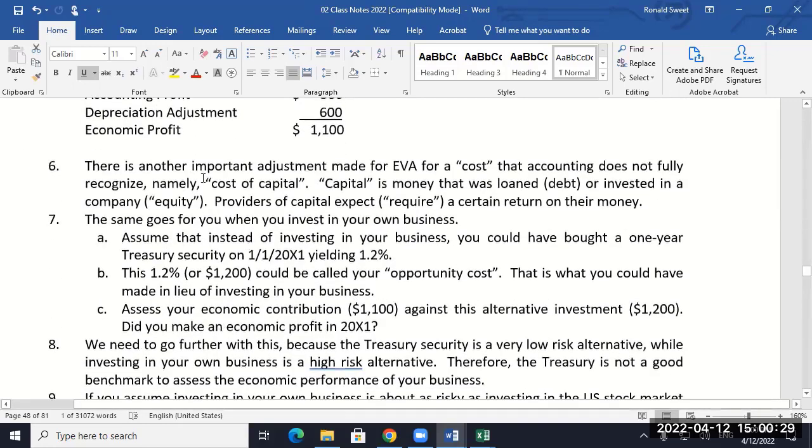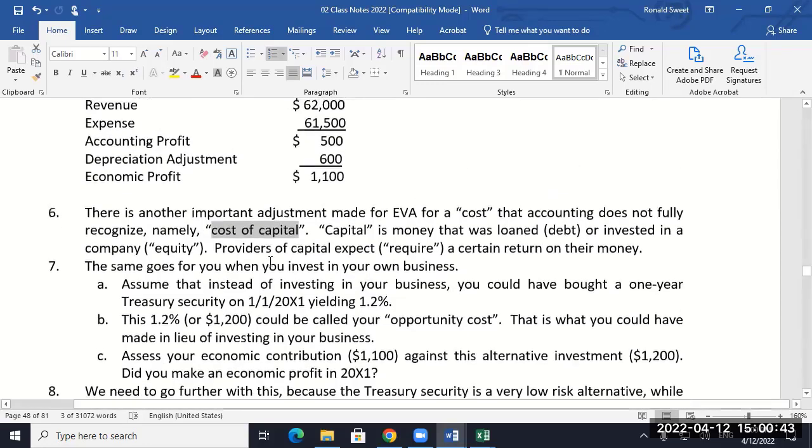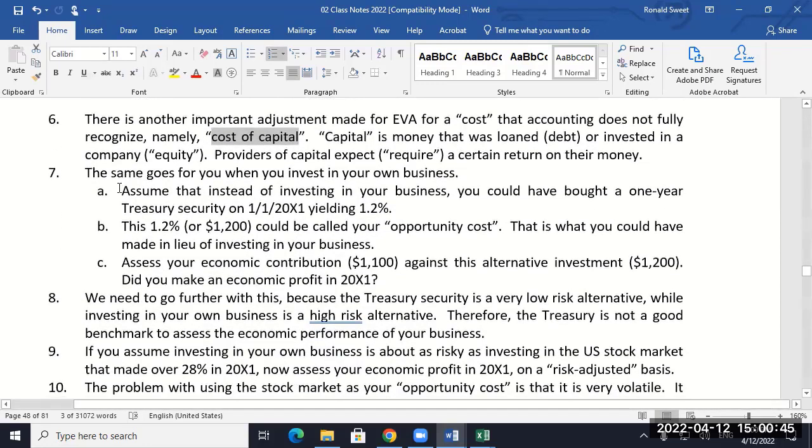All right. Now, there is another cost that the accountants ignore, and that's cost of capital, especially the equity cost of capital. So you'll see that more in the second example. And that's where the real opportunity cost comes in. Because what else could she have done with $100,000? Well, instead of quitting her job, she could have kept working her job, and she could have put that $100,000 into a one-year treasury bill. And if she'd done that, she could have made 1.2% or $1,200.